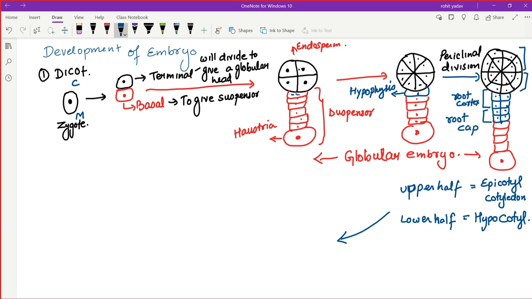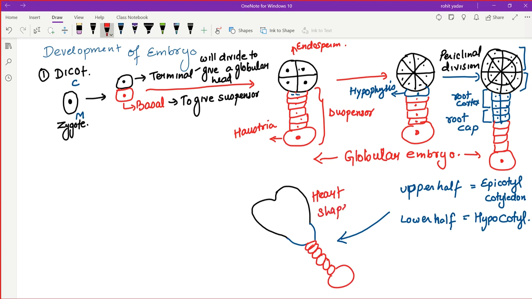Now this globular head will further divide. Okay, this globular head will further divide, and what it will do? It will form a heart shape. What it will do is, it will form a heart shape embryo. So what we will get now is a heart shaped embryo which will be present something like this. Okay, so this represents your heart shaped embryo. Here we'll have the epicotyl.